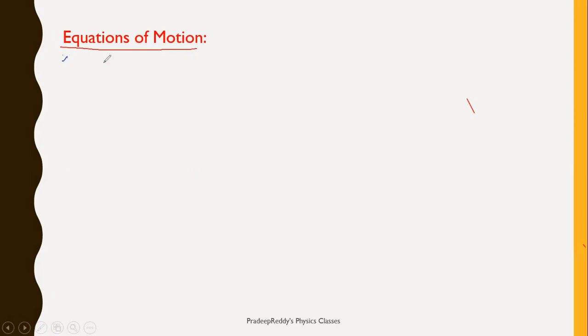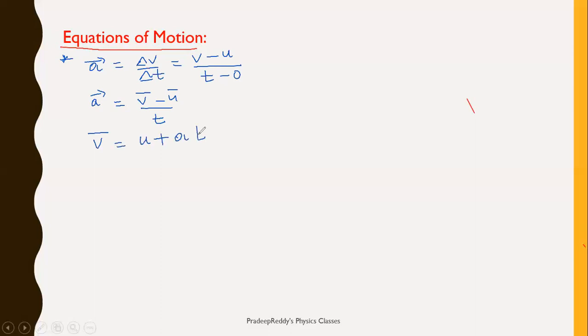In the previous lecture, we have learned acceleration a is equal to delta v divided by delta t. This is final velocity minus initial velocity by final time minus initial time. Acceleration is equal to (v minus u) by t. And this can be rewritten as v bar is equal to u plus a into t, and these are vector quantities.